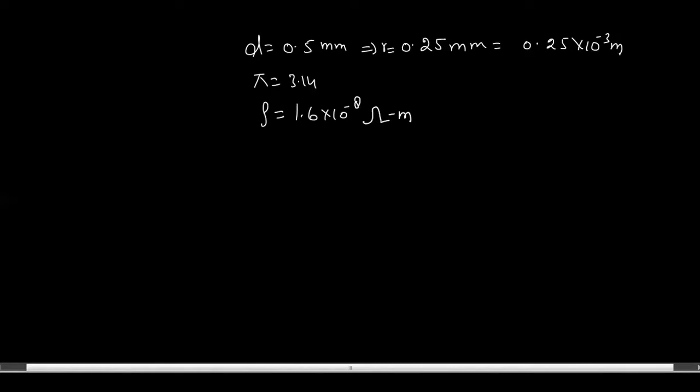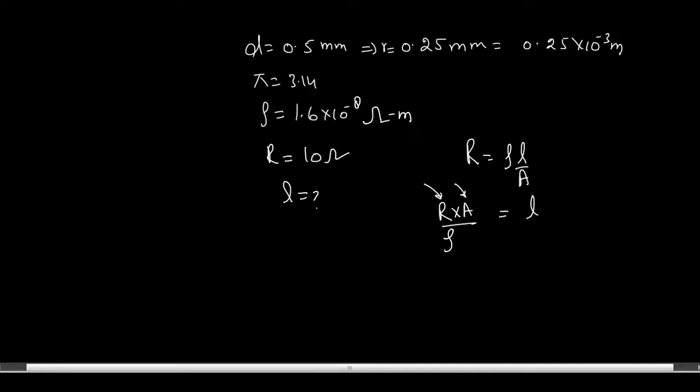R you need to calculate. R is given to you, that is 10 ohm. Length you need to calculate. The formula you have is R is equal to rho L upon A, so L is equal to R into A upon rho. Now put the values: A is pi r square, so pi r square upon rho is equal to L. Calculate the length.